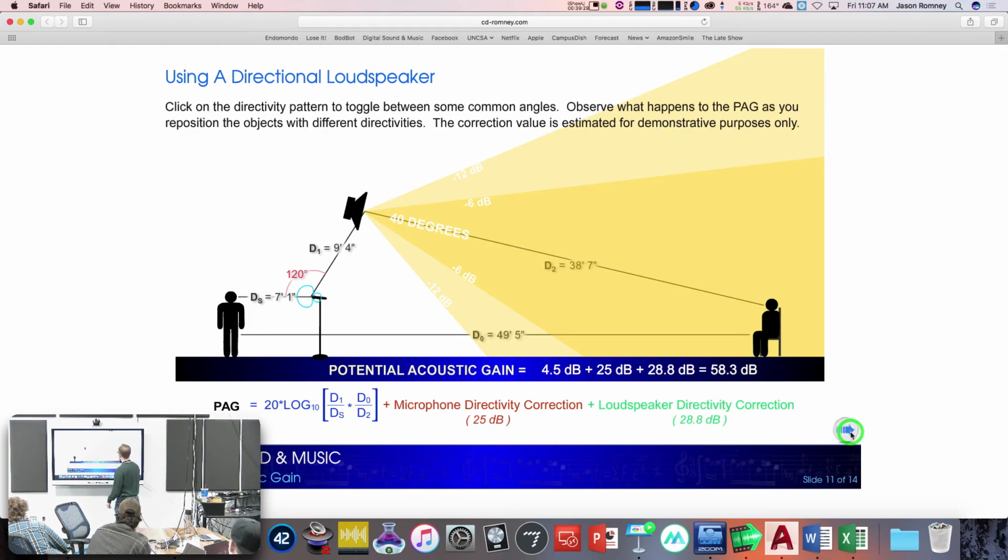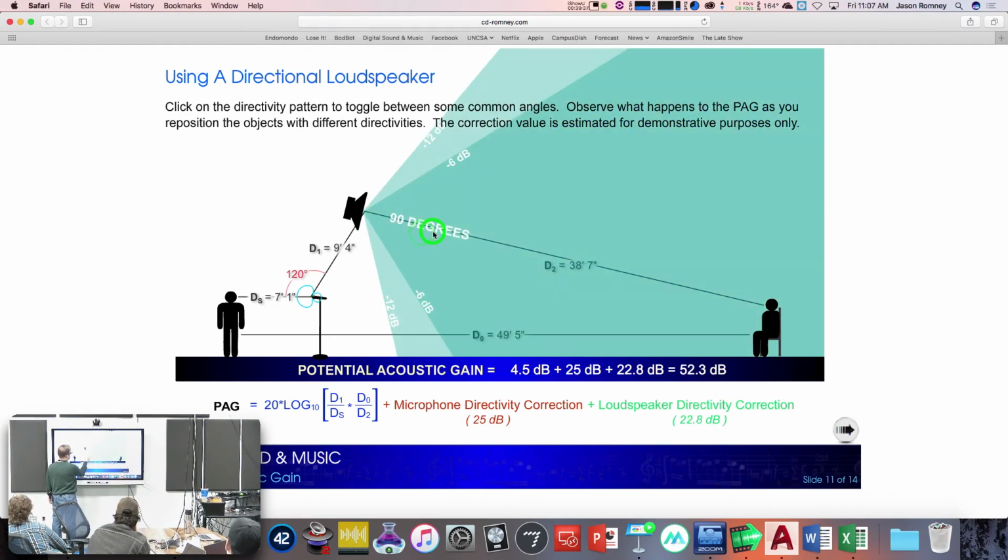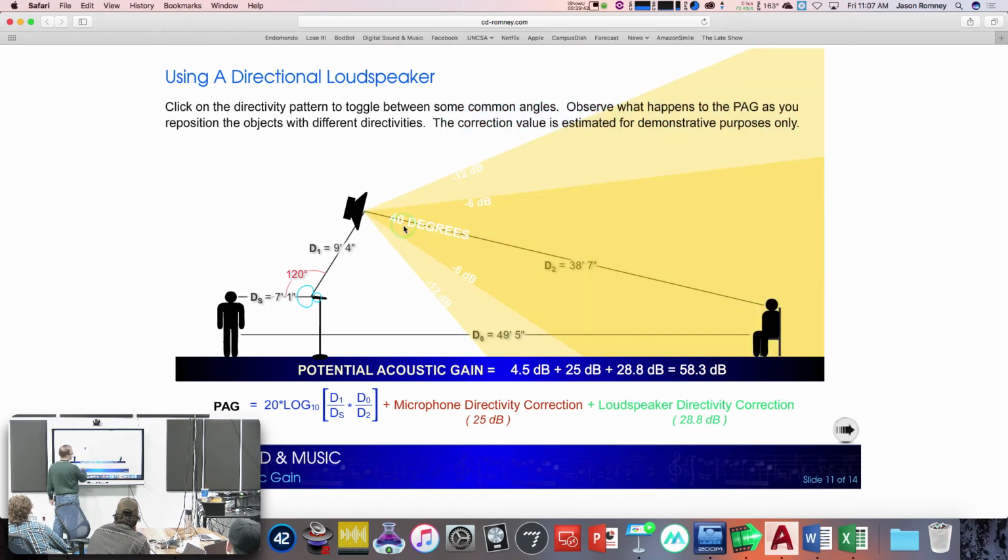There we go. So, okay, now you're seeing it. So I got the 25 dB from the mic and 28 dB from the loudspeaker. But if I go to a 90 degree, then I'm not getting the full 28 dB of gain from the loudspeaker. So this is where you can get the most bang for your buck with directivity. We tend to not be able to leverage directional mics very often. But directional loudspeakers, heck yeah.